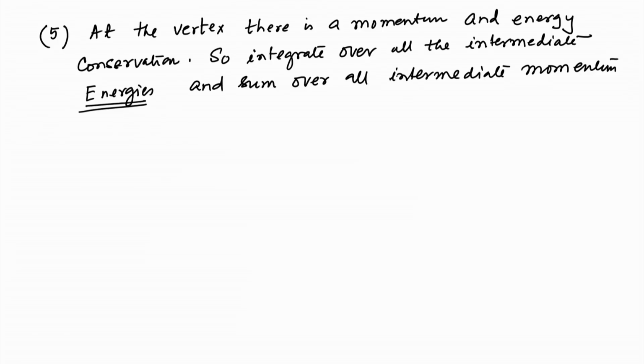So, basically you have to integrate over all intermediate momentum. That is rule number 5. And rule number 6, immediately it will not be clear, but nevertheless we will put it anyway.